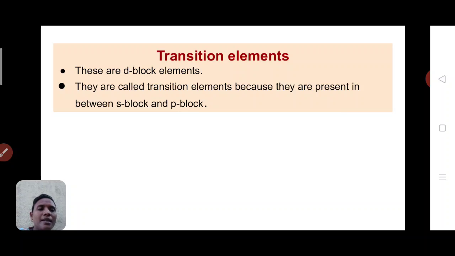Now see the transition elements. What are transition elements? Transition elements are nothing but d block elements. They are called transition elements because they are present in between s block and p block. D block elements are in the middle of s and p. That's why they are present in the transition position between s block and p block. That's why they are transition elements.